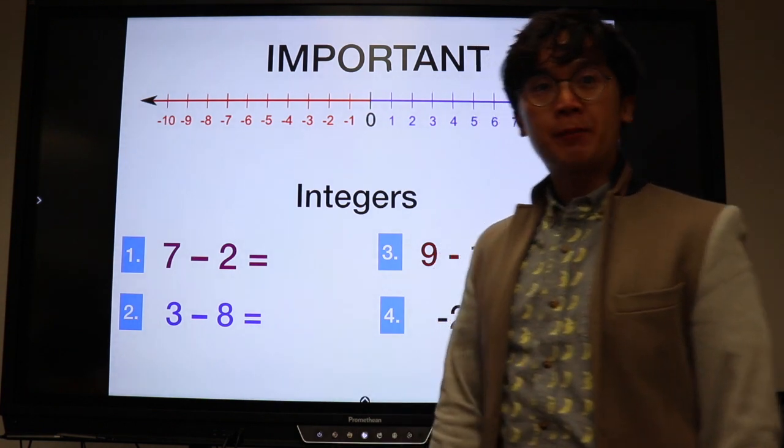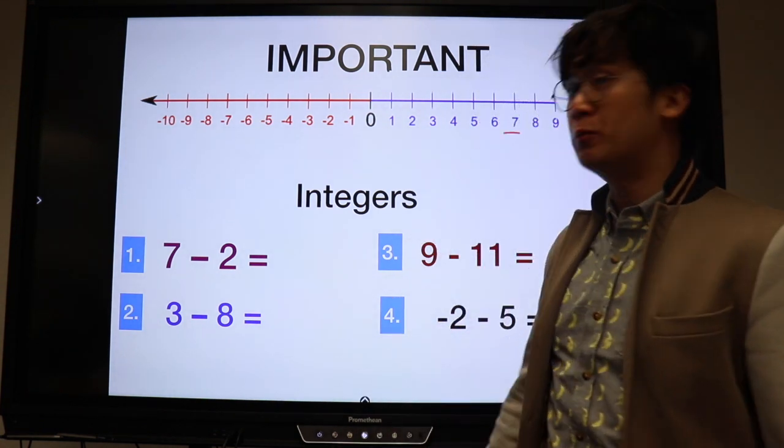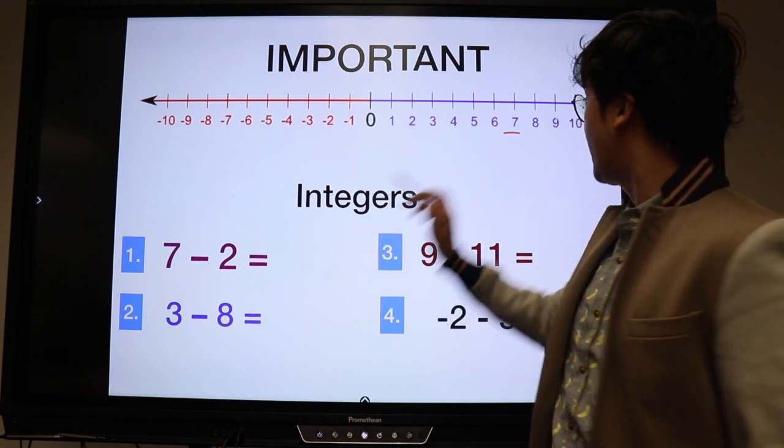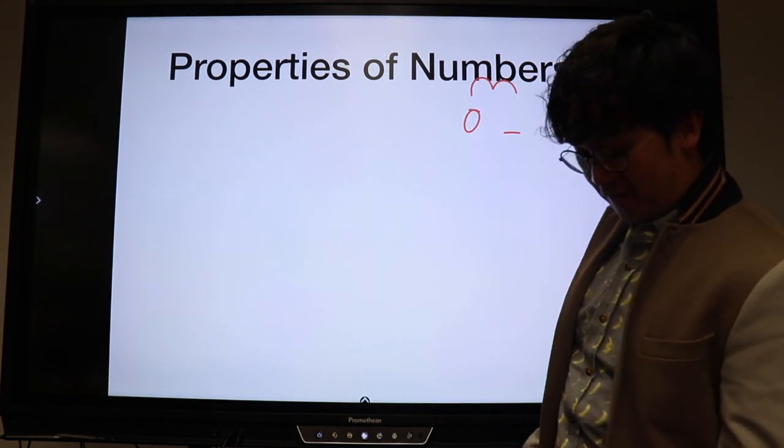7 minus 2 is pretty simple because it's pretty straightforward. 7 minus 2 is starting from 7. You will move 2 units going to the negative side. So 1, 2, it's going to be equal to 5.